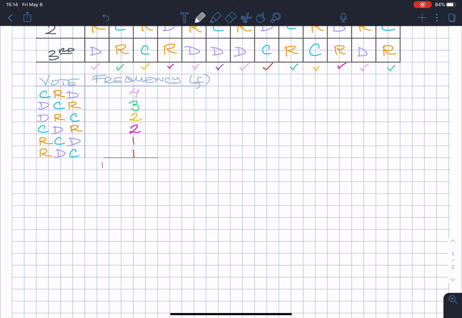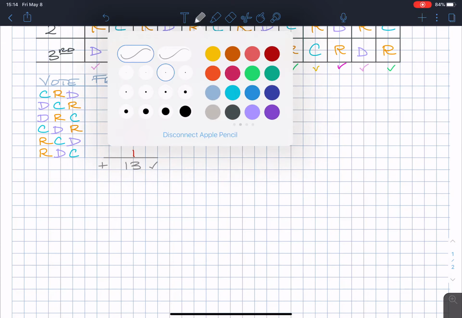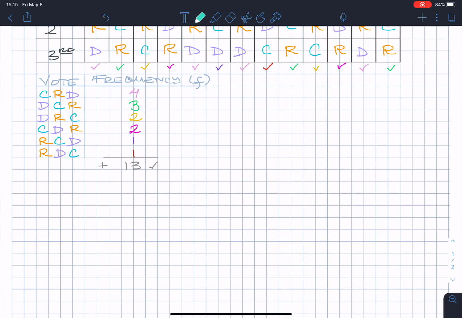So if I add these all together, 1 plus 1 is 2, plus 2 is 4, plus 2 is 6, plus 3 is 9, plus 4 is 13. So check mark. So we get all of our voters. But notice there's only 6 different permutations of this. So what I'm going to do, let me use, what color should I use? Teal. I'm going to translate these into a frequency table.